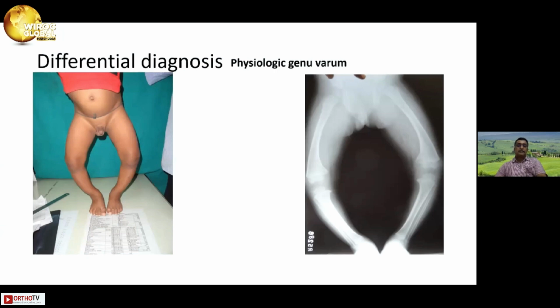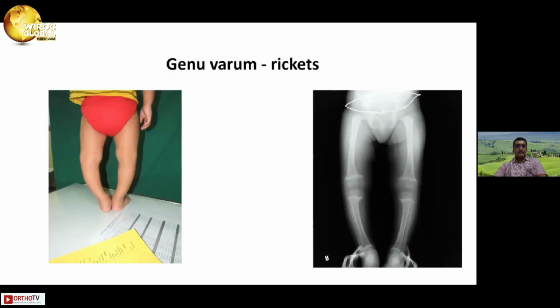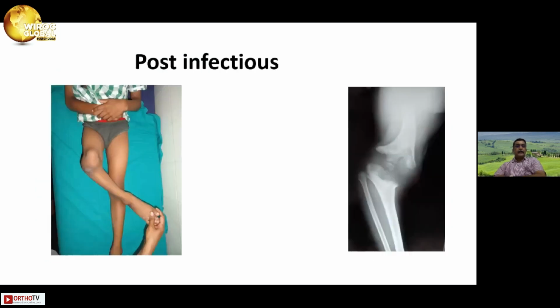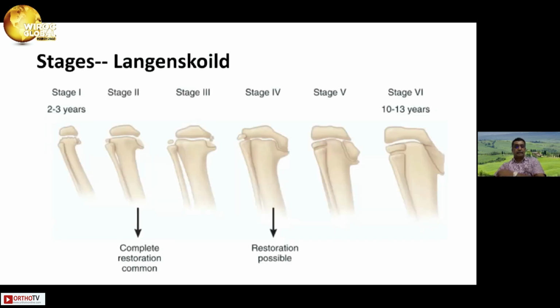Differential diagnosis is physiological genu varum, but many of the radiological features are not there, as you see in Blount's. Genu varum associated with rickets, I don't think there will be much confusion about that. Skeletal dysplasias, again, there's not a lot of confusion. And post-infectious, I'm sure anybody can identify from the X-ray.